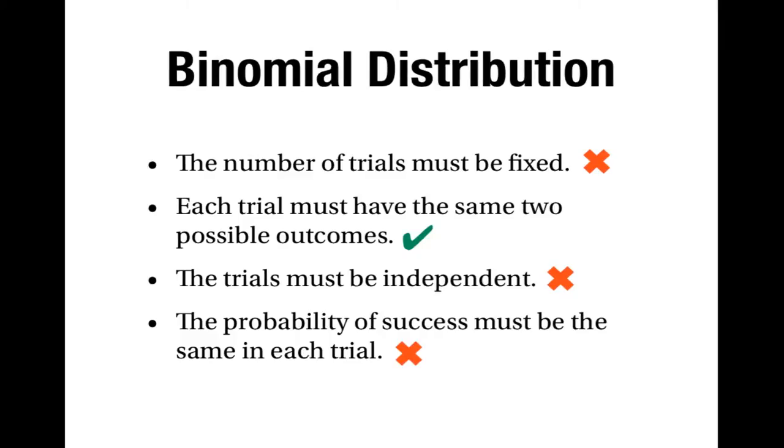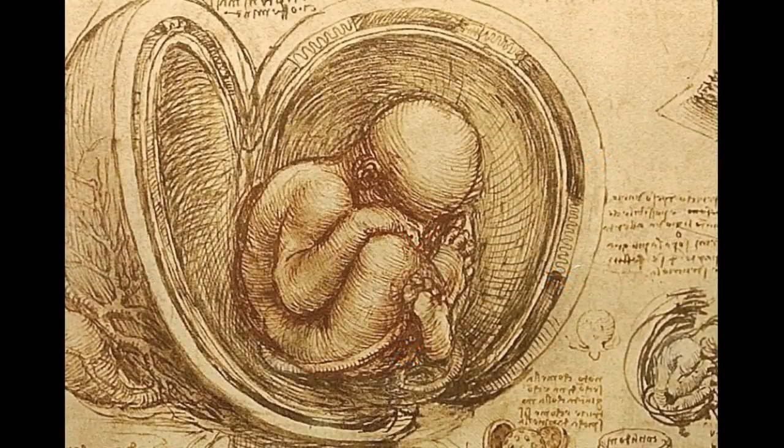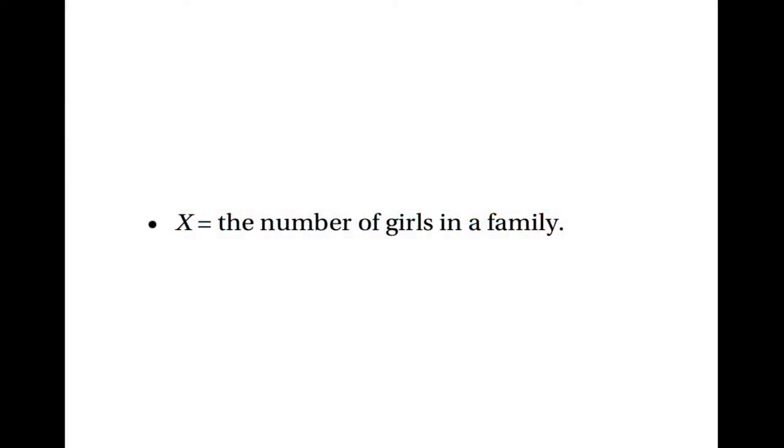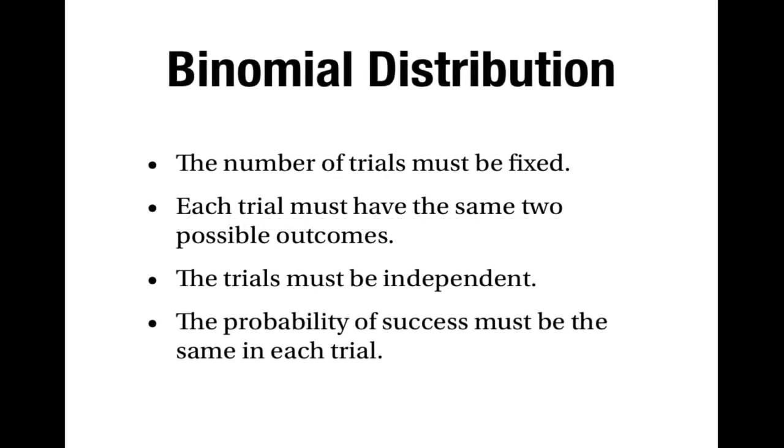My next example is to do with children, and in particular whether they're boys or girls. Let's suppose we're interested in the number of girls in a family. We'll go through each criterion and see whether it applies. The first one doesn't. The number of trials isn't fixed because different families have different numbers of children. It is true that each trial has the same two possible outcomes because each child is either a girl or not.